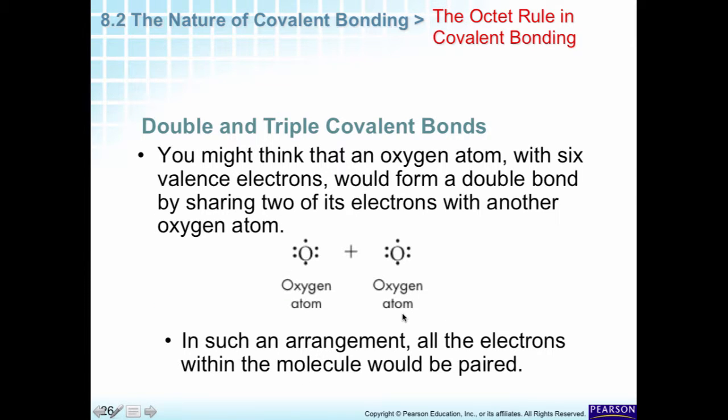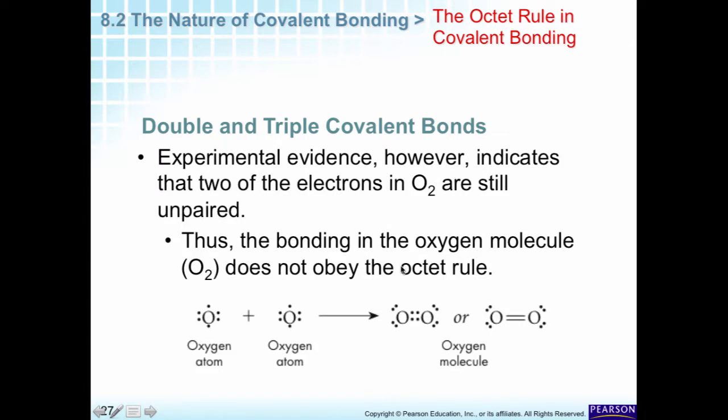Okay, you might think an oxygen atom with 6 valence electrons would form a double bond by sharing 2 of its electrons with another oxygen atom. Okay? So if we look at these up here, right? These are available for bonding, okay? And that's what happens. These two will move down to the middle and form a double bond.